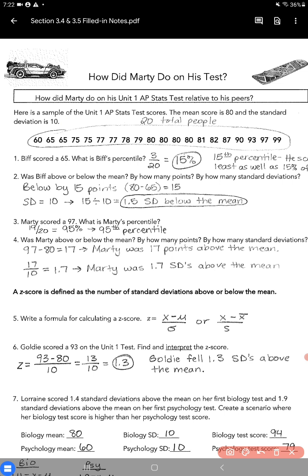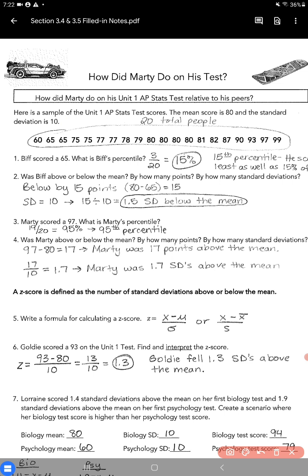Okay? So our next question is, was Biff above or below the mean? And by how many points? So let's see, our mean was 80, and we know this because it tells us that. So if our mean is 80 and Biff scored a 65, we know that he was below the average. How much below the average was he? He was 15 points below the average.